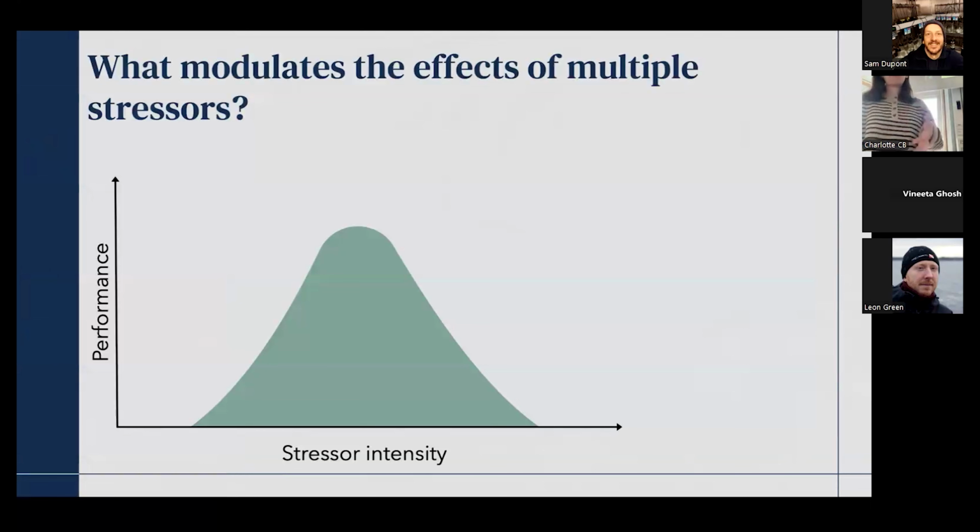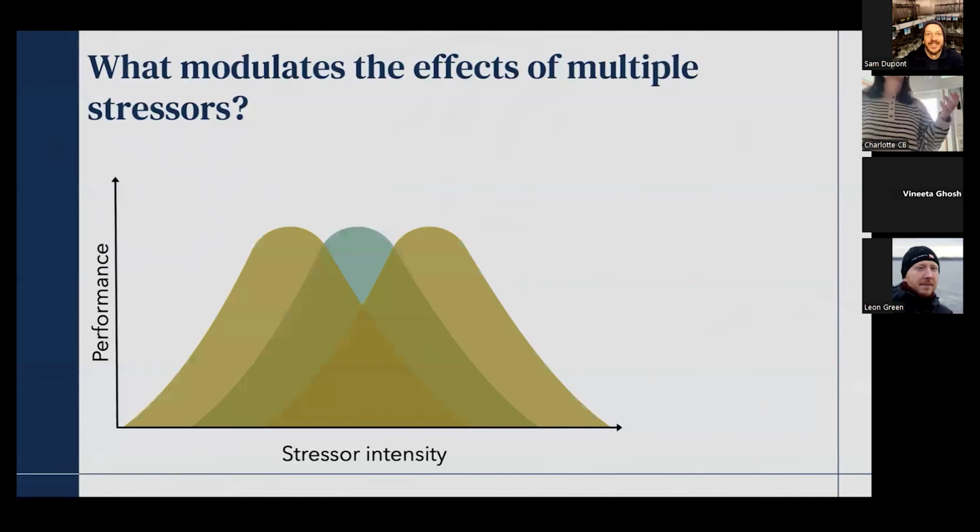Because ultimately, what modulates the effects of multiple stressors is going to be the performance or the response of one organism to a given stressor. This is just a performance curve and they can take different shapes, of course, along an intensity for one stressor. So of course, it can be altered. You can see an increase in performance or a lower performance, or you can also have a shift in performance depending on different factors.